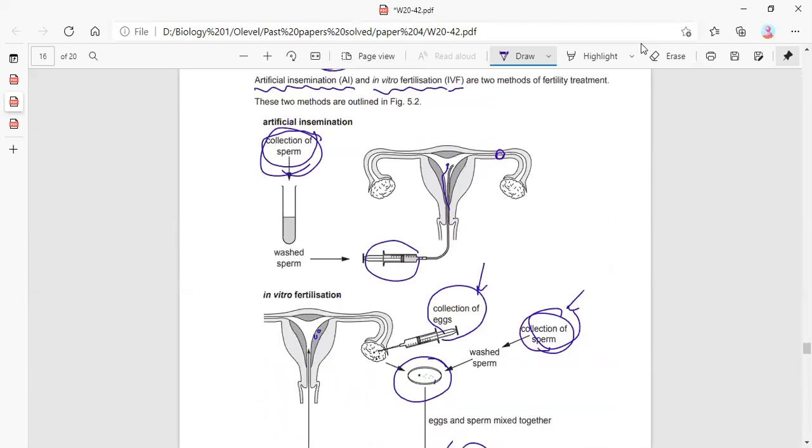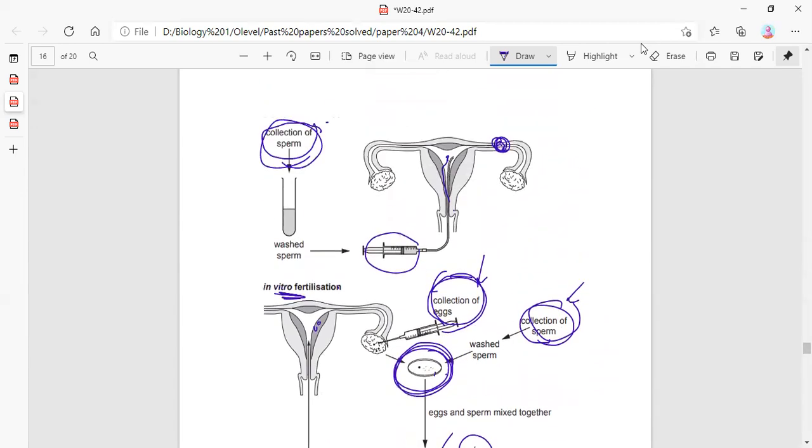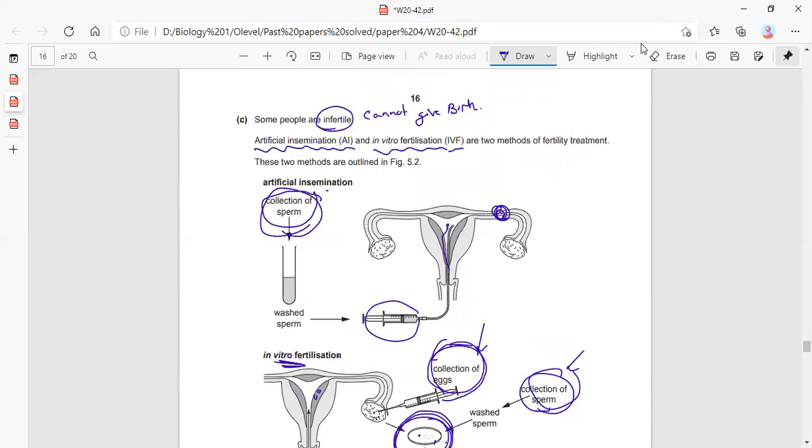في الartificial insemination, fertilization occurs inside the body. While in the IVF, fertilization occurs outside the body, in a petri dish. في الـ IVF the eggs are collected from the mother. أما هنا لا, the eggs remain inside.